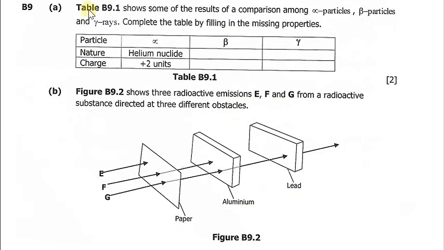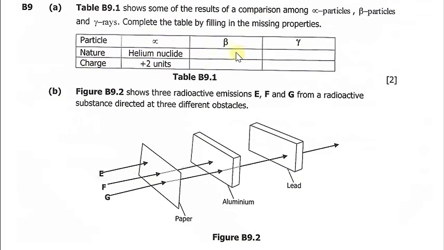B9 A sees the table. Table B9.1 shows some of the results of a comparison among alpha particles, beta particles, and gamma rays. Complete the table by filling in the missing properties. Okay, so we have particles, we have alpha, beta, gamma. Then in nature, we are told alpha are actually helium nuclei. Then the charge here, we are told it is actually positive 2.